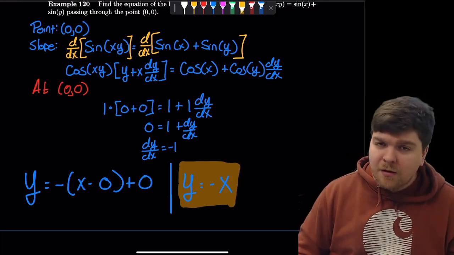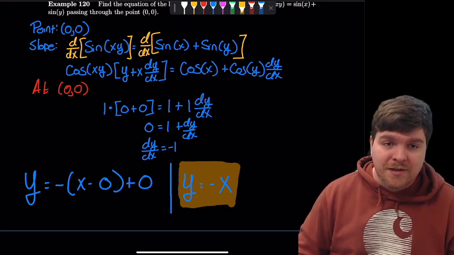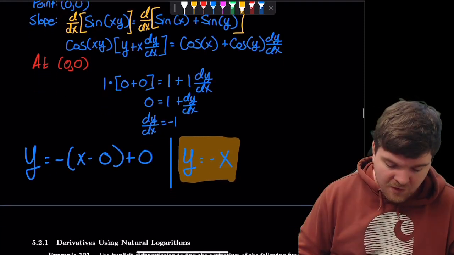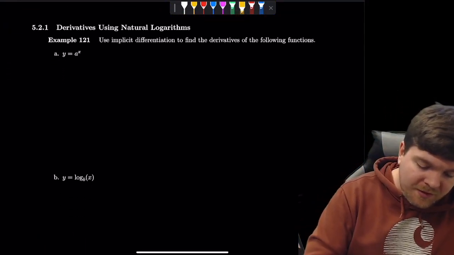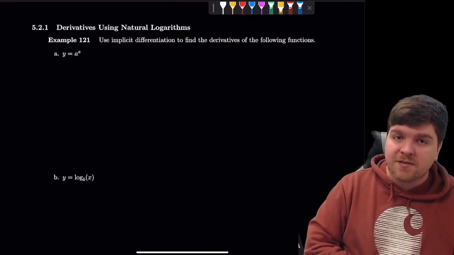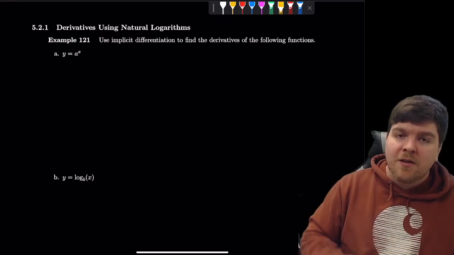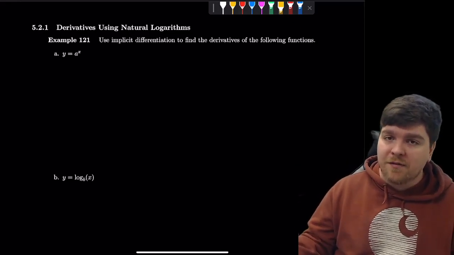Now, there are a few more examples that I want us to get through, and I think we can get through each of these relatively quickly. What comes up next is what we call derivatives using the natural logarithm function. If you remember back to early on in the semester, we talked about the derivative of e to the x, and we've talked about the derivative of the natural log of x.